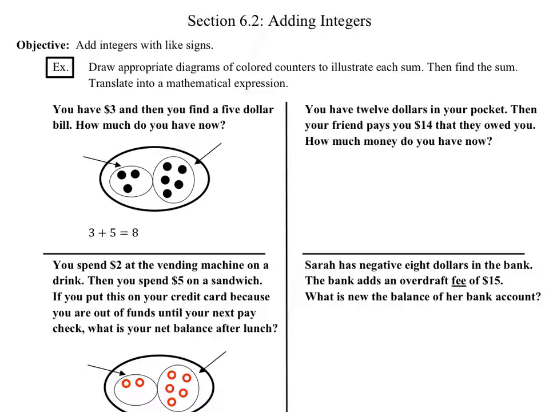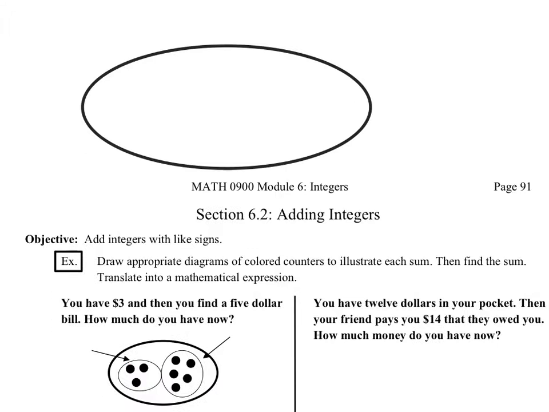Here's our objective: add integers with like signs, which we've kind of done before. So like signs, specifically with positive integers, right? It says draw appropriate diagrams of colored counters to illustrate each sum, then find the sum and translate into a mathematical expression.